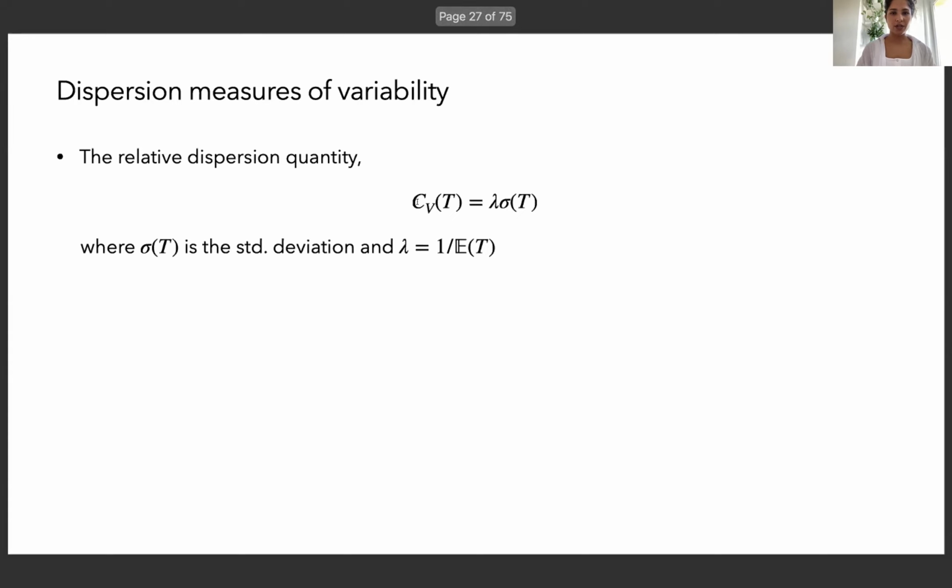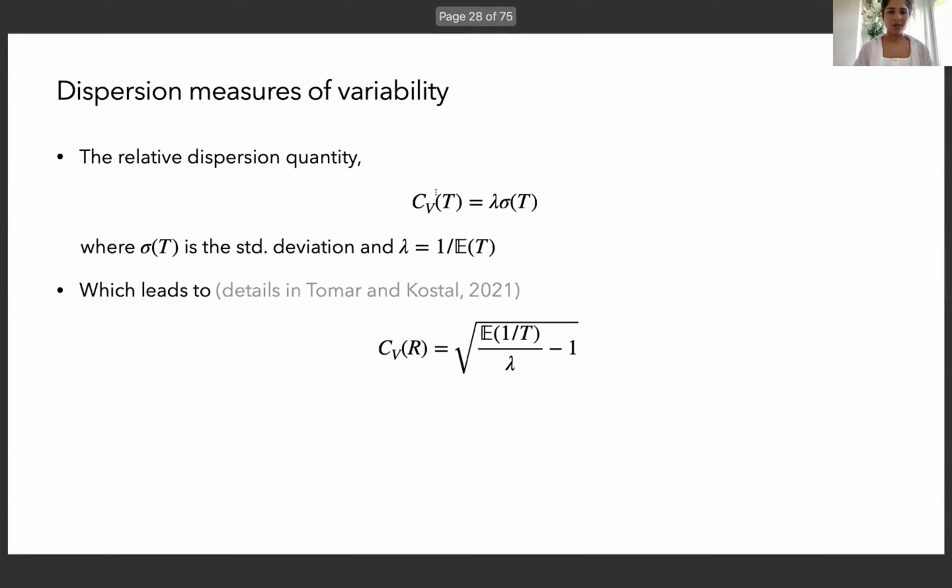I'll expand on this further. We use the coefficient of variation instead of the standard deviation because CV is a dimensionless quantity. It doesn't depend on the units of the interspike intervals, and it also doesn't depend on linear scaling. Building upon this, we derive the definition for the coefficient of variation of the instantaneous rate. The derivation is given in the 2021 paper.